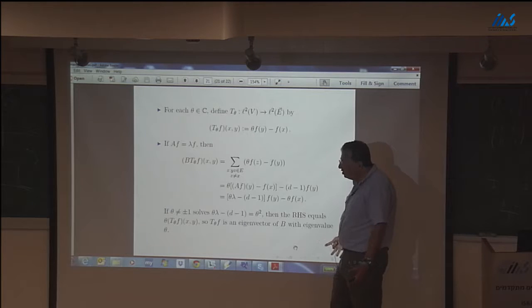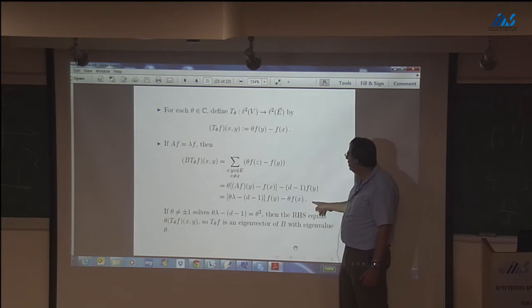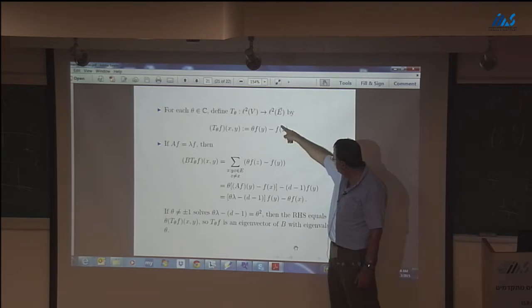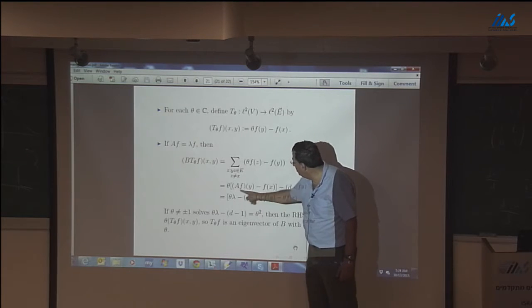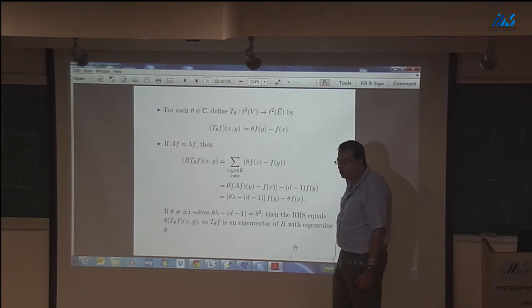And you say, well, I want this to be an eigenfunction, so I want this to be a constant multiple of what I started with, which is this. Which constant multiple could it be? It has to be theta. So I want this to be theta times larger than this. This gives exactly the quadratic equation that Bass found by a more sophisticated method.